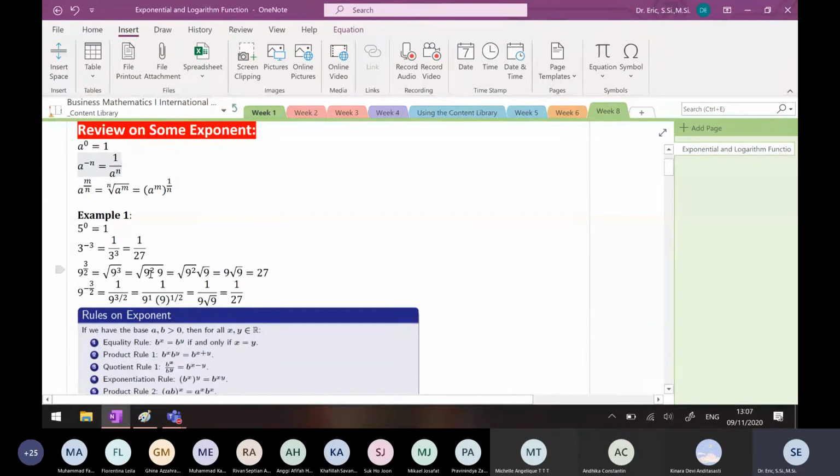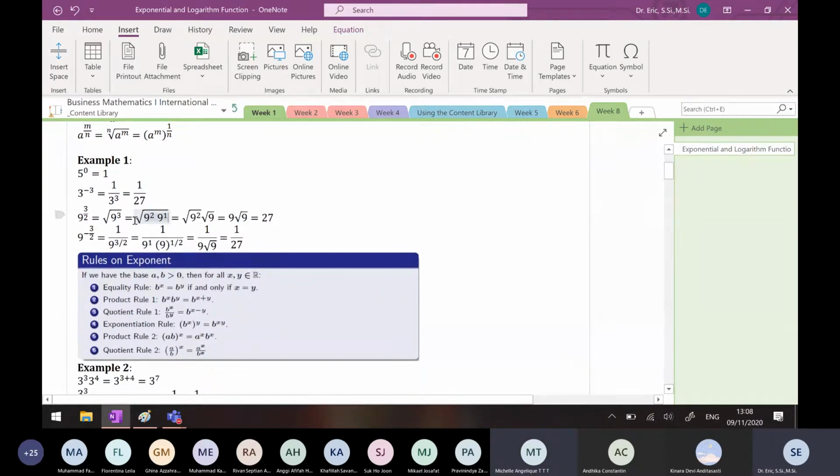I divide it into 9 squared times 9, because 9 to the 3 is 9 to the 2 times 9 to the 1. So I can divide this into the square root of 9 squared times the square root of 9. The square root of 9 squared is 9, and the square root of 9 is 3. So I have 9 times 3 is 27.